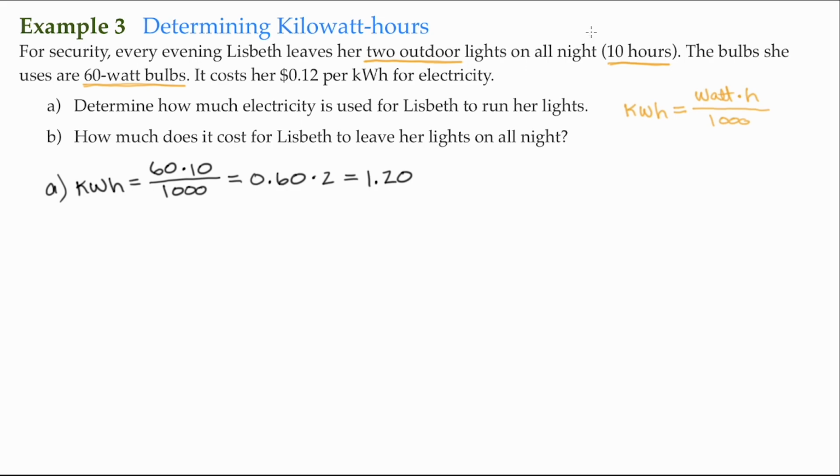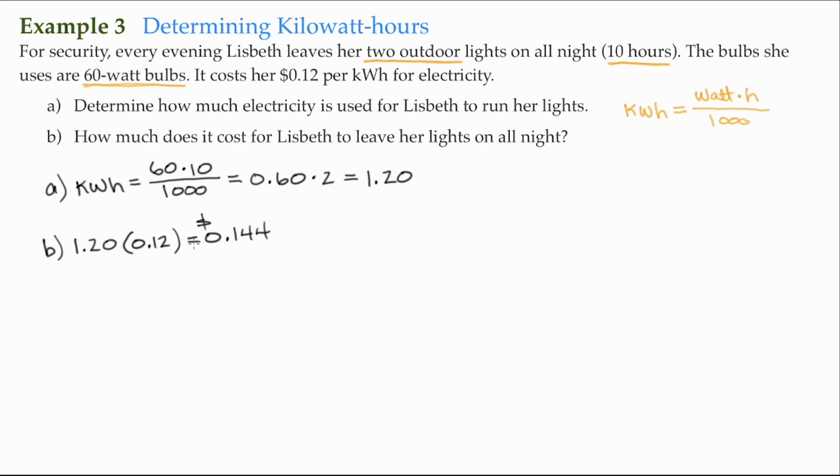Now it says here, B, how much does it cost for Lizbeth to leave her lights on all night? So for B, since it's 1.2 the kilowatt hours, we just take the 1.2 and we multiply it by 12 cents per hour. So we multiply this by 0.12. And that comes out to be 0.144. And of course, this is dollars. So it's about 14.4 cents a night to leave her lights on all night.